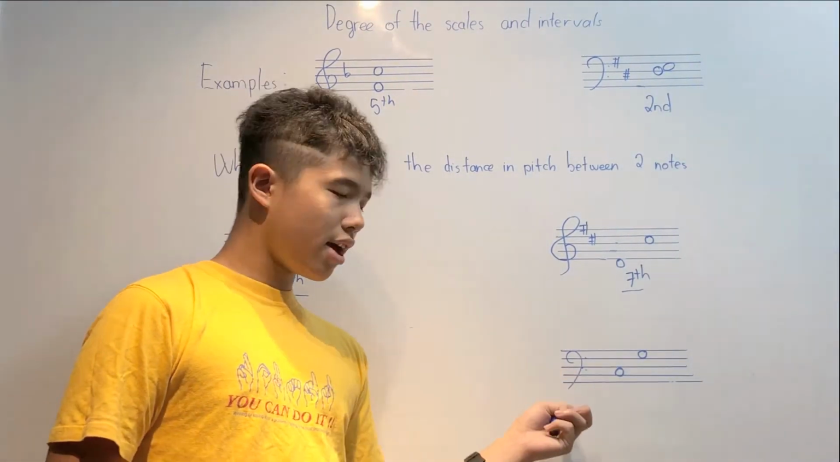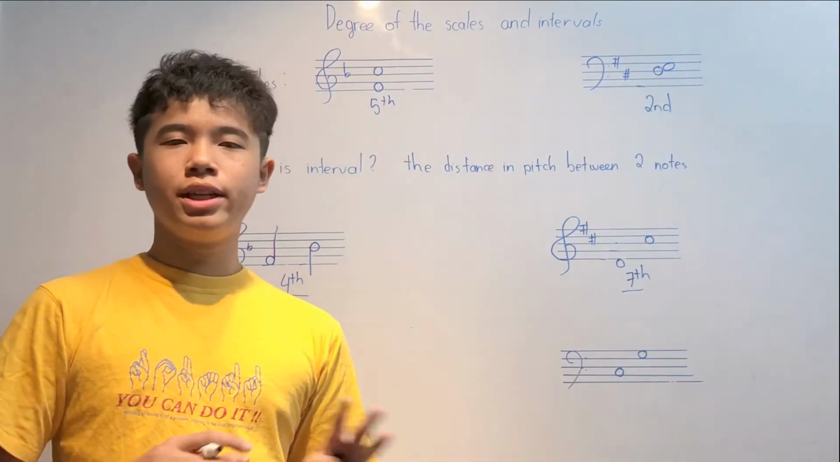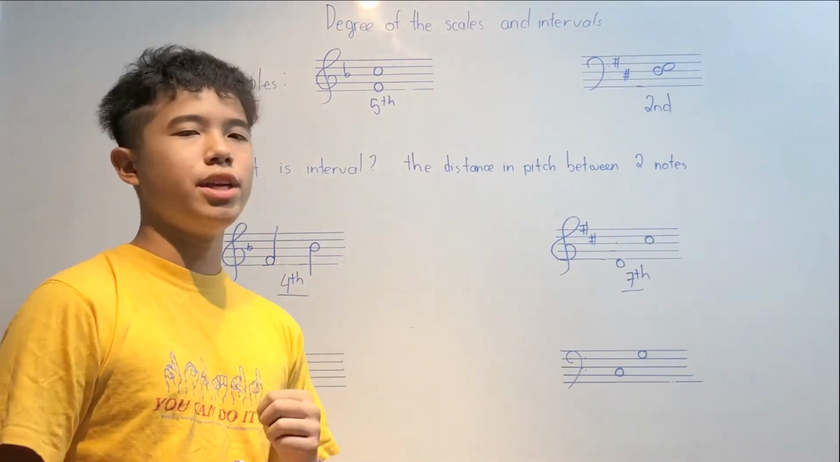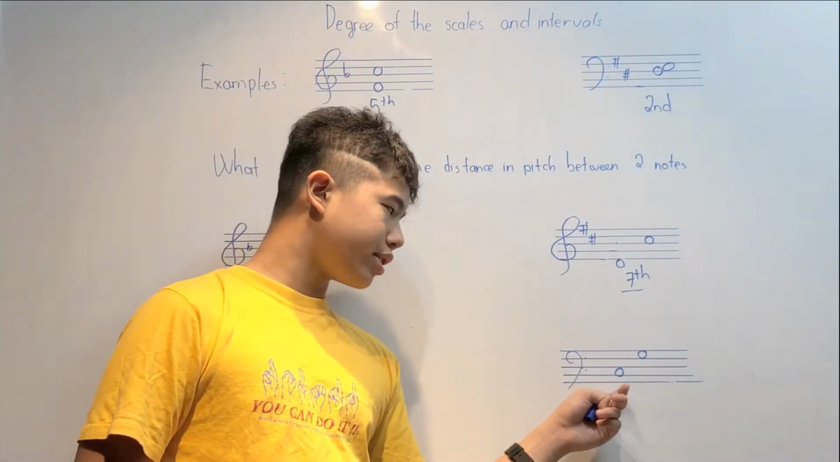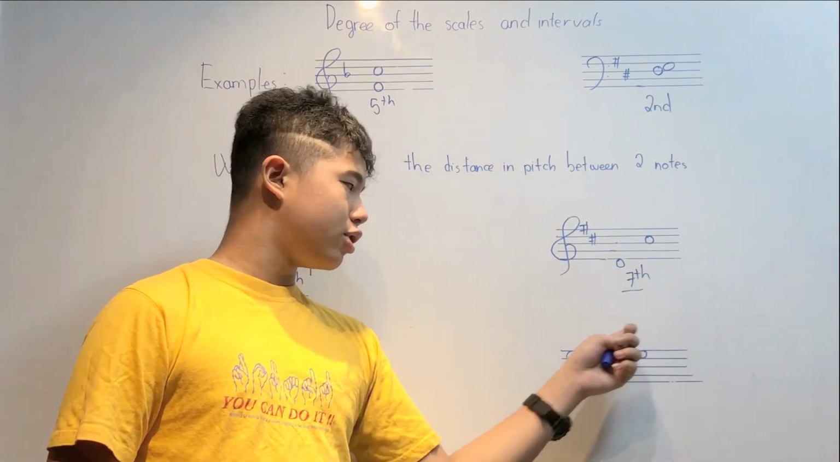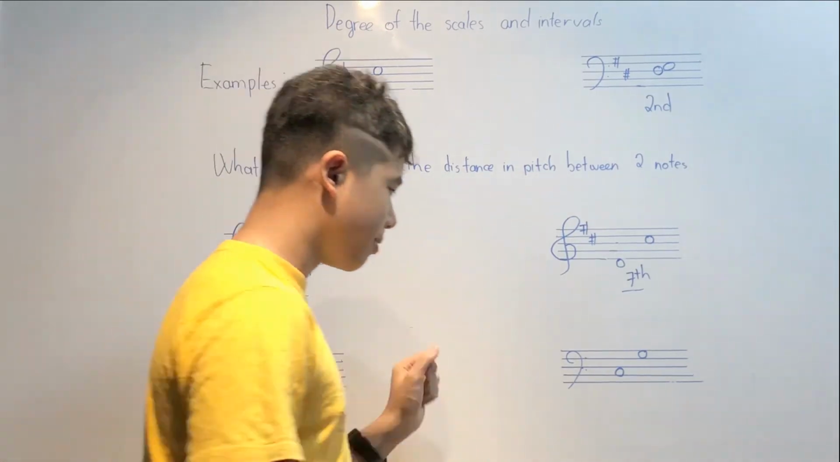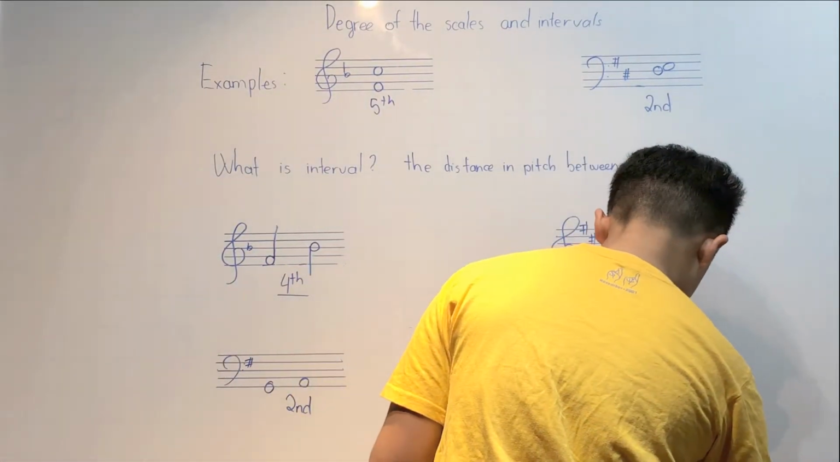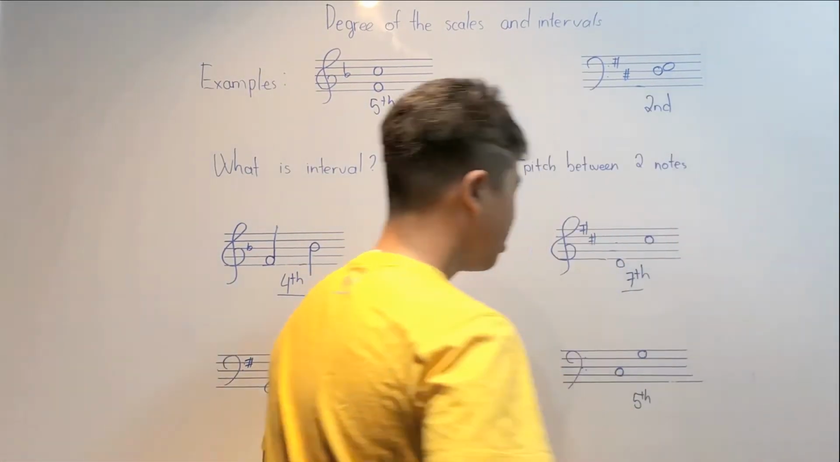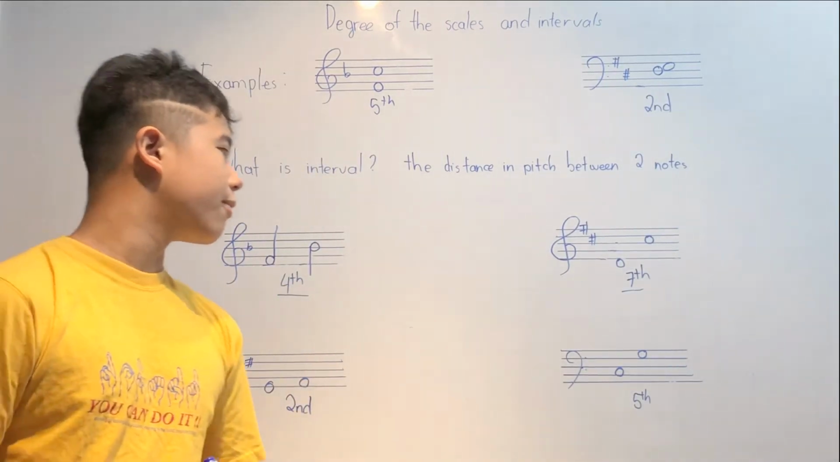Next one, also bass clef, no key signature. That means C major. C major starting from C, the key note, to G. So C, D, E, F, G. That's 5 notes. So the answer is 5.